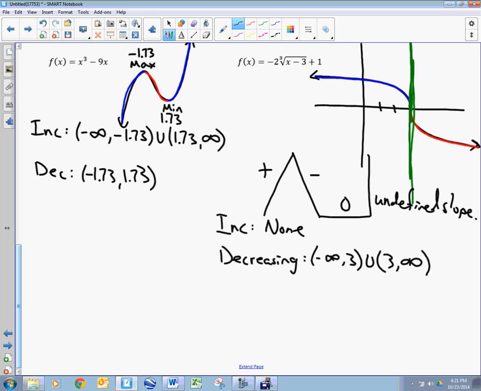If that's confusing to you, we could talk about it later. But there you go. There's your introduction to increasing and decreasing functions and average rate of change. Your assignment: section 2.4, page 182. Please do numbers 1 through 6, 15 through 20, and 27 through 32. Thank you.